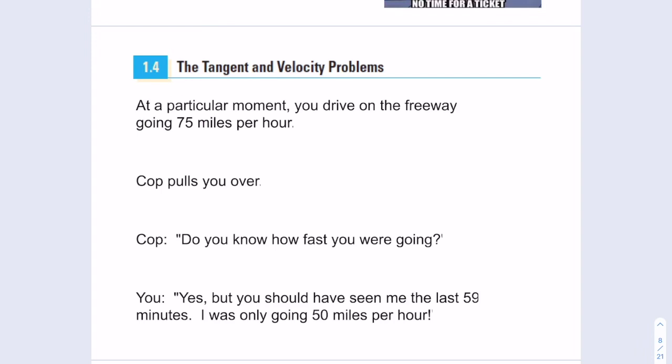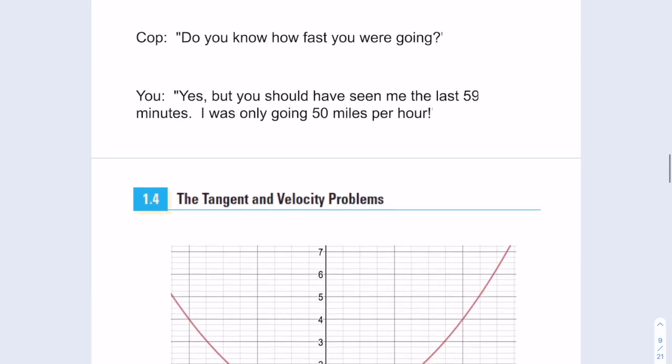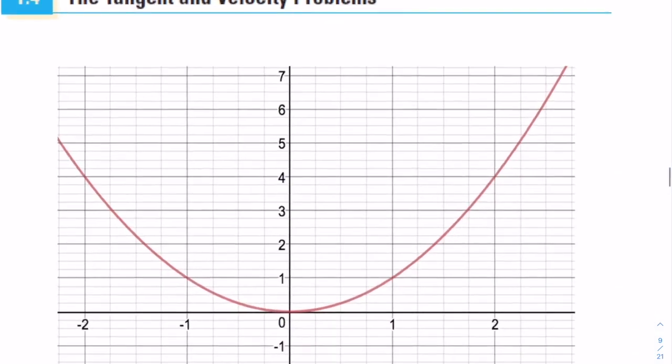Okay? So, question for you guys, very obvious answer. What ends up happening, right? So what does the cop do? So he ends up giving you a ticket anyways. So the fact that you said you should have seen me the last 59 minutes, I was only going 50 miles per hour, was that enough for him to let you go? Right? So this right here is, let's give you a scenario. We're going to go back to this picture.